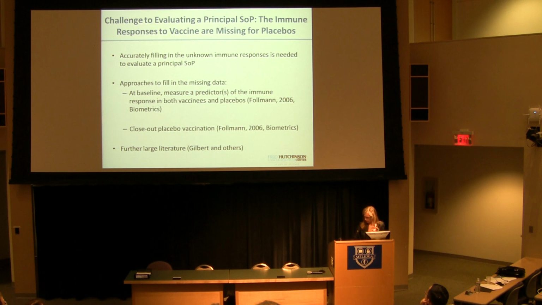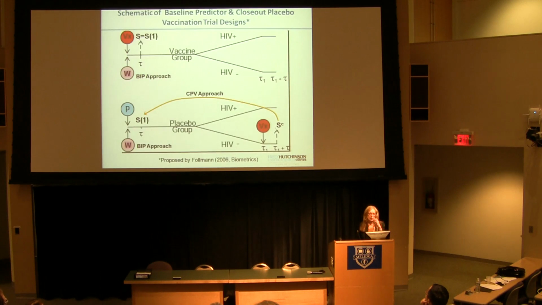And there's a large literature on this that Peter Gilbert has been promoting and doing a lot of. So this is a schematic of this idea. I think the idea is pretty clear. The top is the vaccine group and the bottom is the placebo group. Obviously the red is the vax and the W.